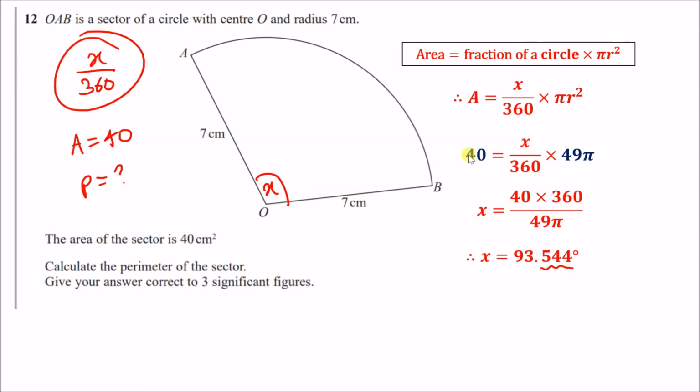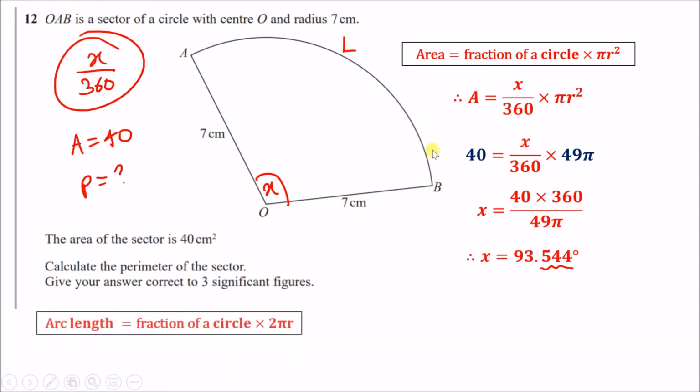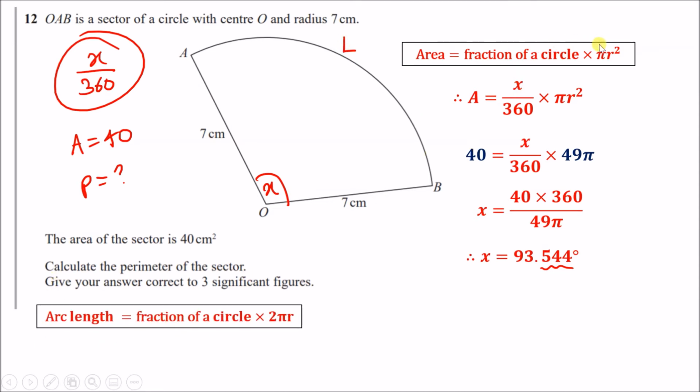So now we're at that stage. What's next? We're trying to find the perimeter, right? So we've got 7. We need to work out this arc length here. So let's call this arc length L, yeah? Now we can say that the arc length is literally the same kind of formula. It's a fraction of the circle. Again, x over 360 times the circumference, 2 pi r. It's going to look a bit like that.